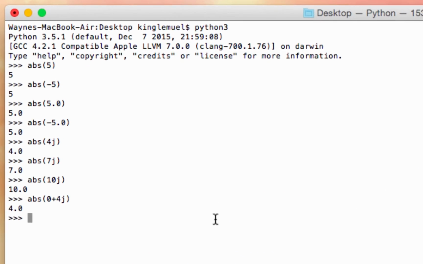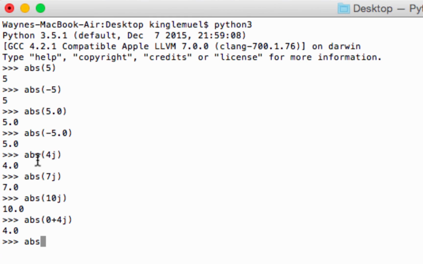We can confirm that here. We have 4.0, but if we want to be specific, we can do 0 plus 4j, and we get 4.0. And so that covers all of the arguments that can be executed by the absolute function.